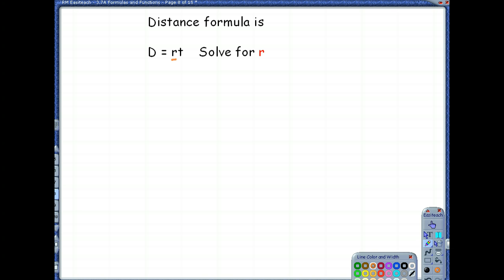Notice that it's being multiplied by t. So to get rid of that t, I need to divide both sides by t. Now here, there's only one piece that it's being multiplied by, so I'm just dividing by the one piece. I'm left with the rate. The rate is equal to the distance divided by your time, t divided by t. So we're going to leave it just like that.